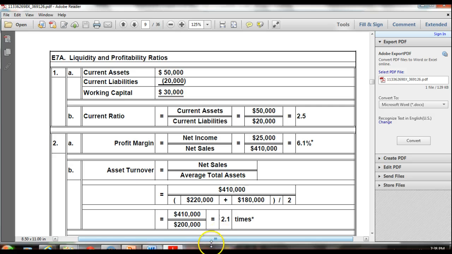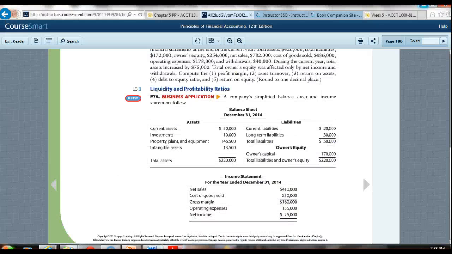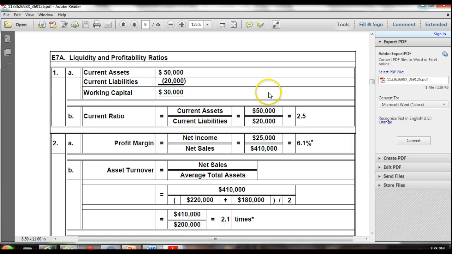Now, to come up with the current ratio, we're going to take current assets of 50,000 divided by current liabilities of 20,000, aren't we? Right? So if we take 50,000 divided by 20,000, we come up with 2.5. Okay? We should have just made all this easy.